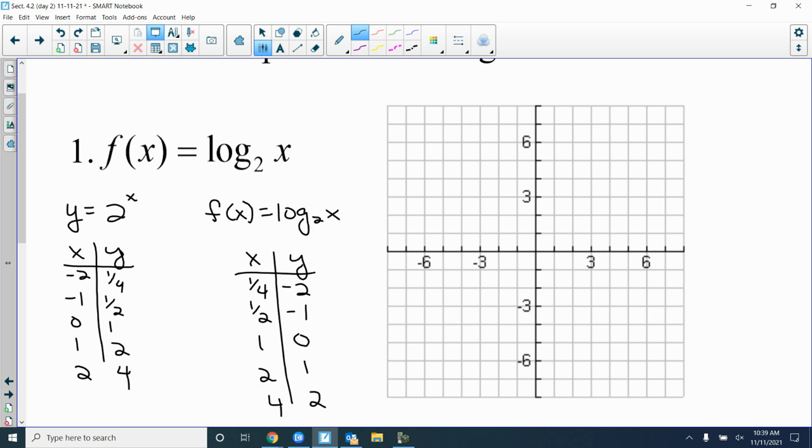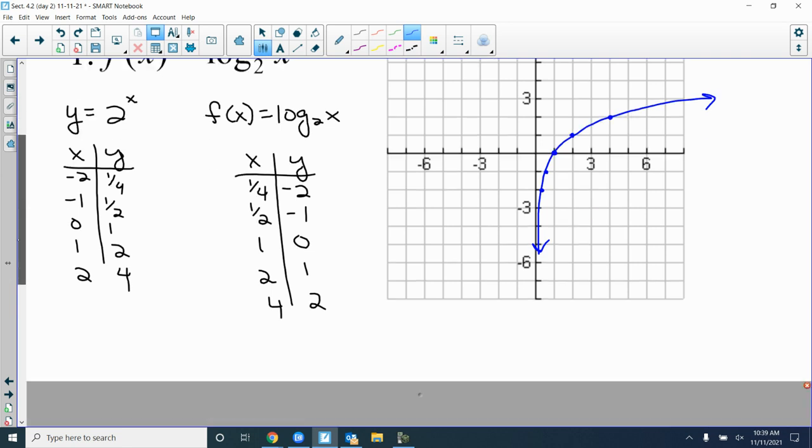All right, once you get that listed, go ahead and plot it, graph it again. It is what we did earlier. I just wanted to go through it again. And let's see here. 1/4, -2. 1/2, -1. 1, 0. 2, 1. 4, 2. So we got that. The vertical asymptote is on that axis. So if it moves, we're going to have to move it as well, which we're going to do on this second one.